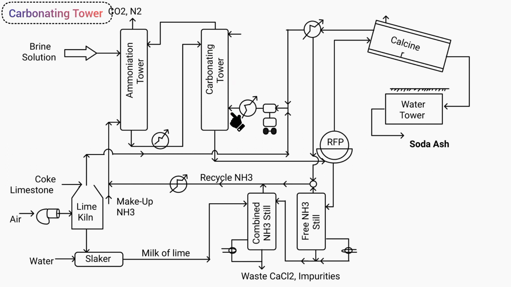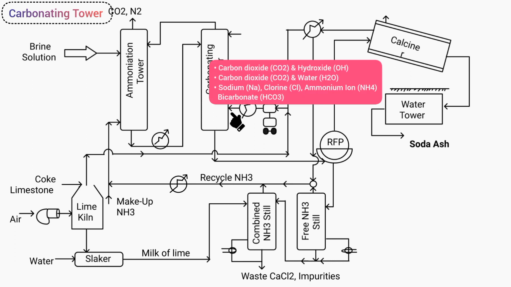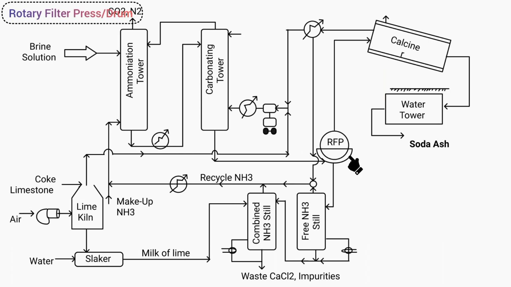In the production of soda ash, there are mainly three reactions that occur inside it. The first reaction involves the reaction between carbon dioxide and hydroxide. In the second reaction, carbon dioxide and water react with each other. In the third reaction, sodium, chlorine, ammonium ions, and bicarbonate react with each other. This is called a rotary filter press or a rotary drum filter, and it is used to separate insoluble substances from a slurry. In this process, sodium bicarbonate is separated from the slurry using the rotary filter press.